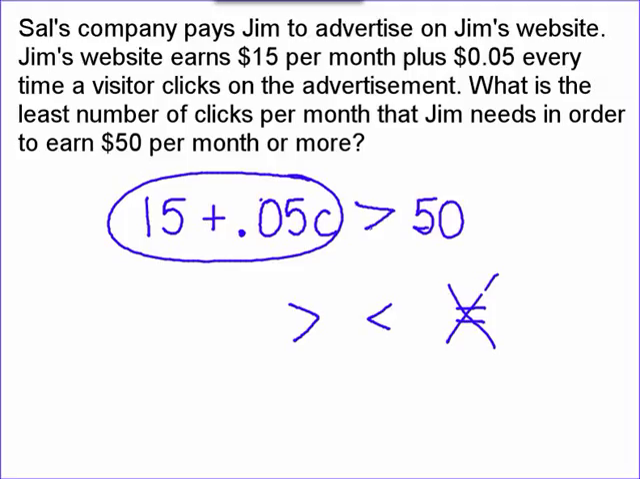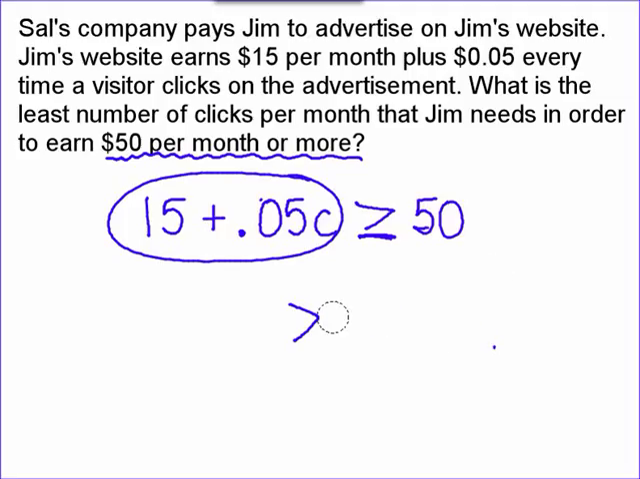Okay, now here's one other thing. Look at what it says. Earn $50 per month or more. So would he be happy with 50? Yeah. So I also need the equal to sign. Now if it just said more than $50 a month, you would just have a greater than. But it said $50 per month or more. So now all I have to do is solve that one.